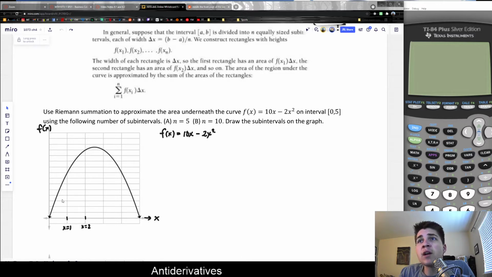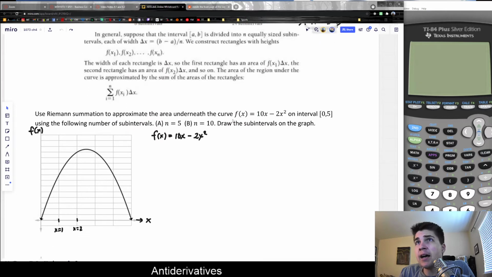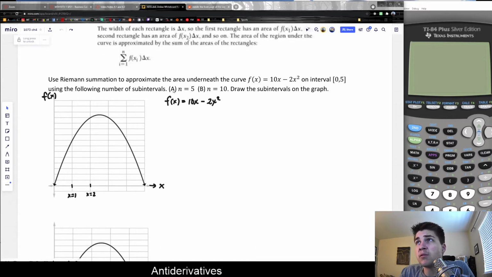And let's say we wanted to know how much area is under the curve. And again, we could use a Riemann sum, which is basically breaking it into rectangles to approximate it. It says to draw the subintervals on the graph, and let's do this twice using two subintervals: n is equal to 5 and n is equal to 10.